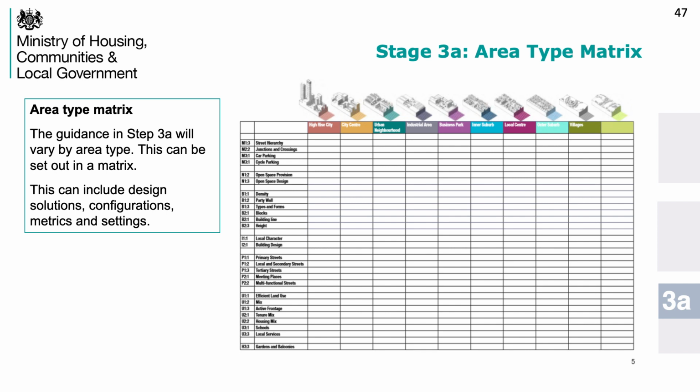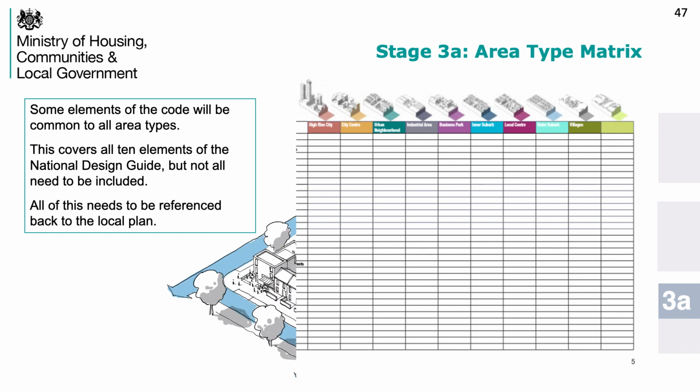And so the idea being that all any developer needs to do is determine which street they're on and which area type they're in, and they can use these two matrices to identify exactly which rules apply to their scheme and what the settings for those are.